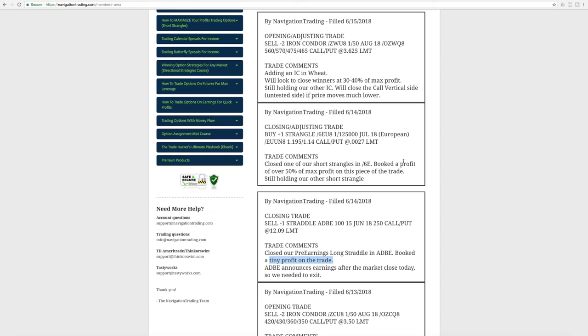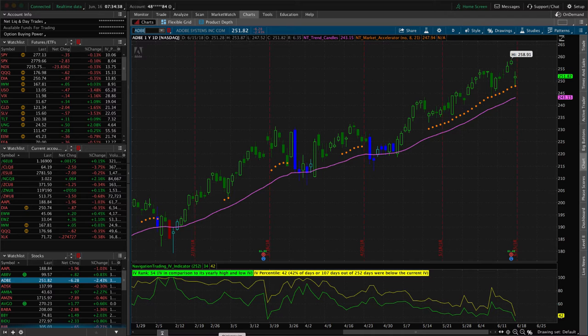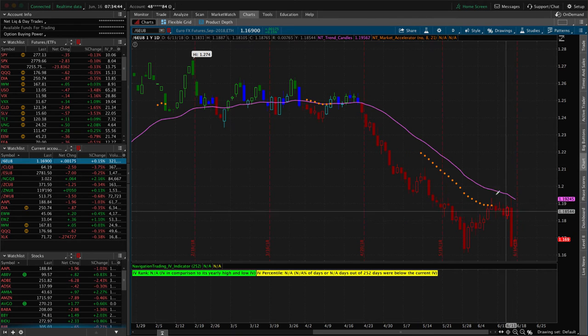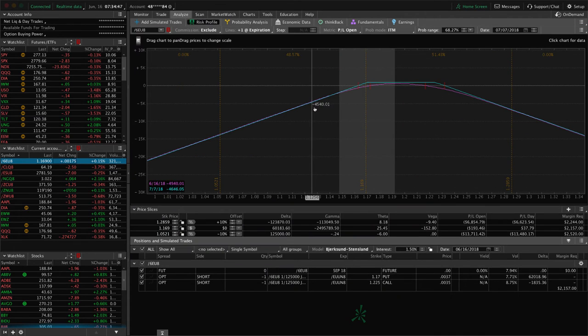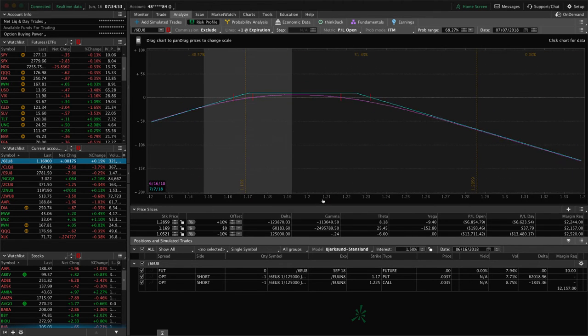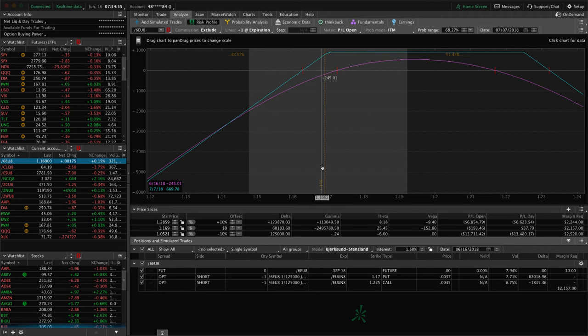Next trade was a closing adjusting trade in 6E, which is the euro. So we had two strangles, closed out one of those, booked a profit, over 50% of max profit on that piece of the trade. Now we're still holding this one here. You can see there's a big move in the euro on Thursday. So we've barely breached our short strike. So going into next week, what I'm looking to do, I wanted to give it the weekend, see if we do get a little bit of a bounce back before we do the roll.